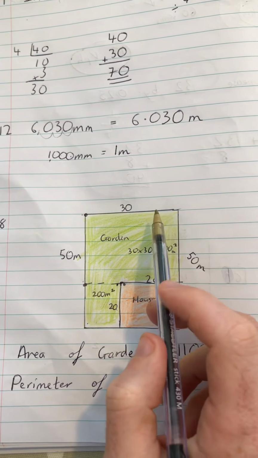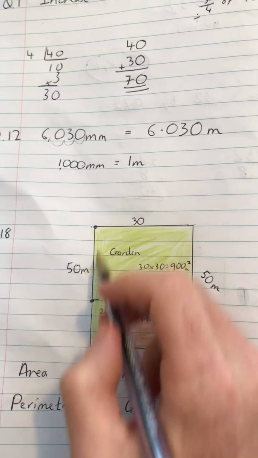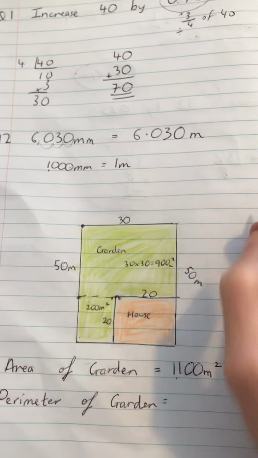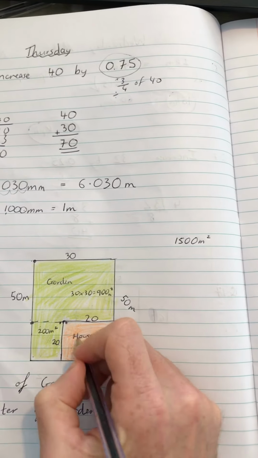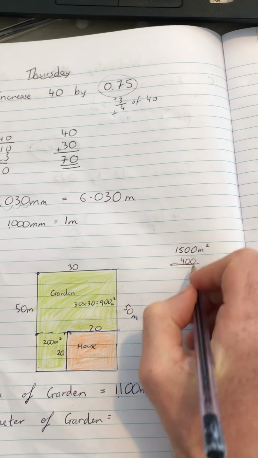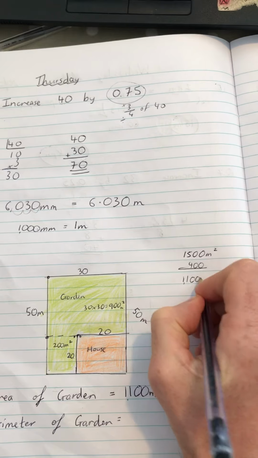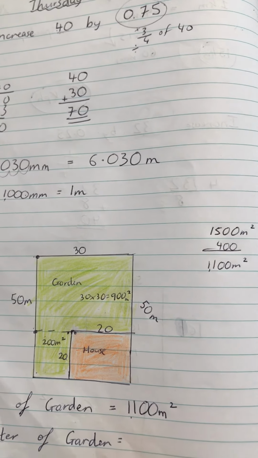Now, you could also do, and I've seen some people do this today, you could just take a shortcut and say, right, I'm going to find the area of the big rectangle here. 30 by 50 is 1500 meters squared. And then I'm just going to take away the area of the house. So the area of the house is 20 by 20, that's 400. So take that away and I'm left with 1100 meters squared. So whichever way you prefer, either will get you to the correct answer.